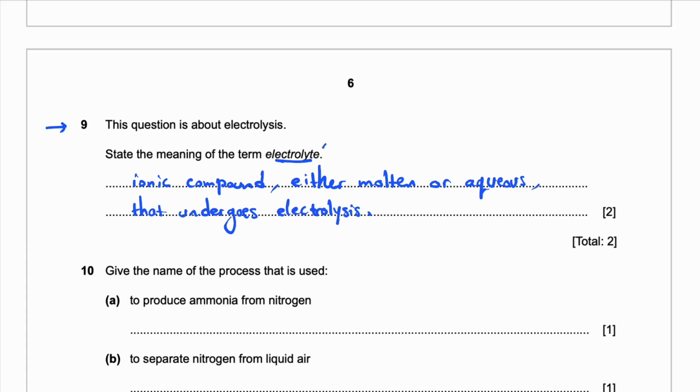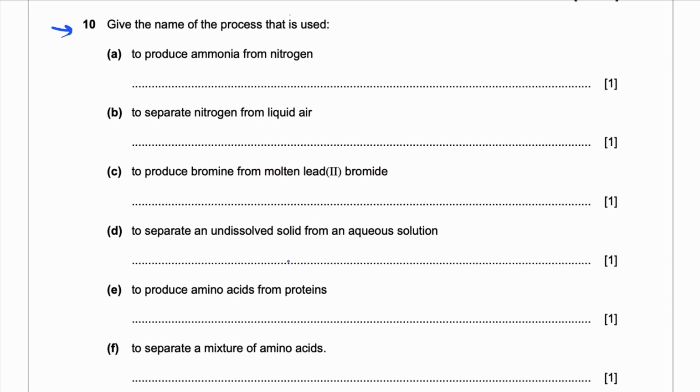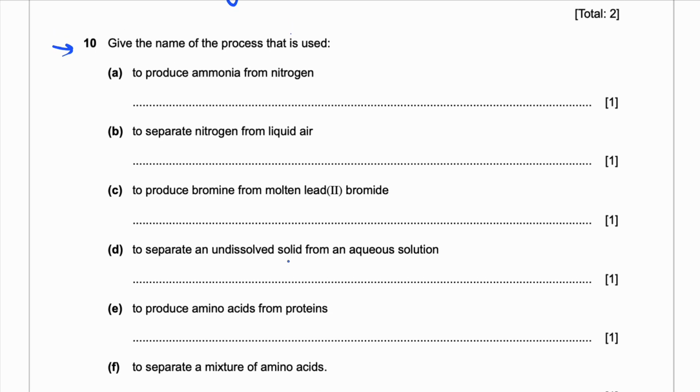So that's an electrolyte. Next, give the name of the process that's used. This is like an integrated question, and the point that we are interested in is C, which is to produce bromine from molten lead bromide. That's electrolysis. So the process electrolysis is used to produce bromine from molten lead bromide.